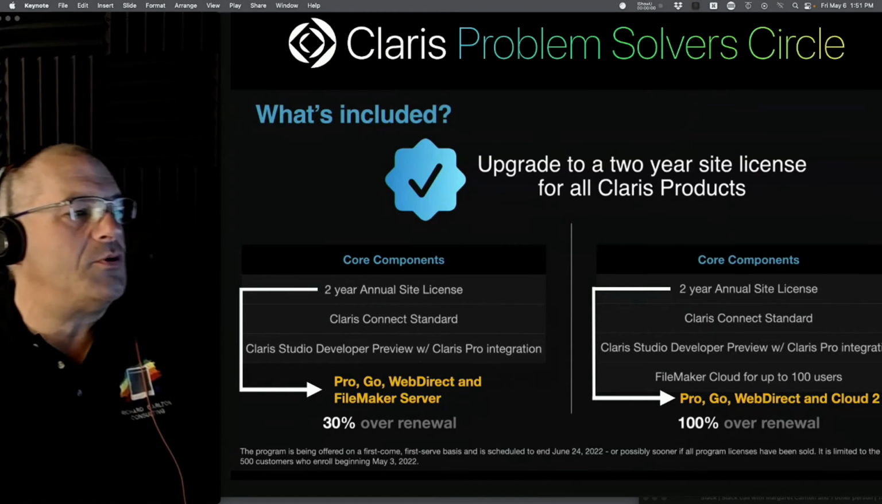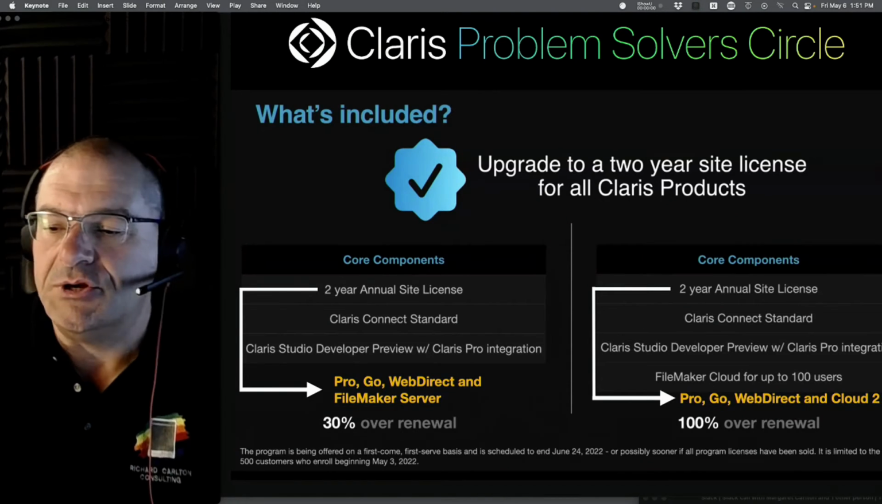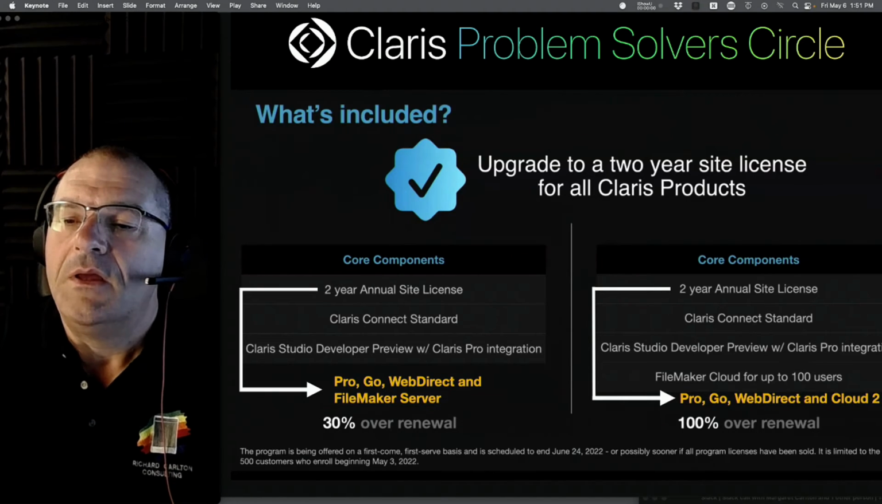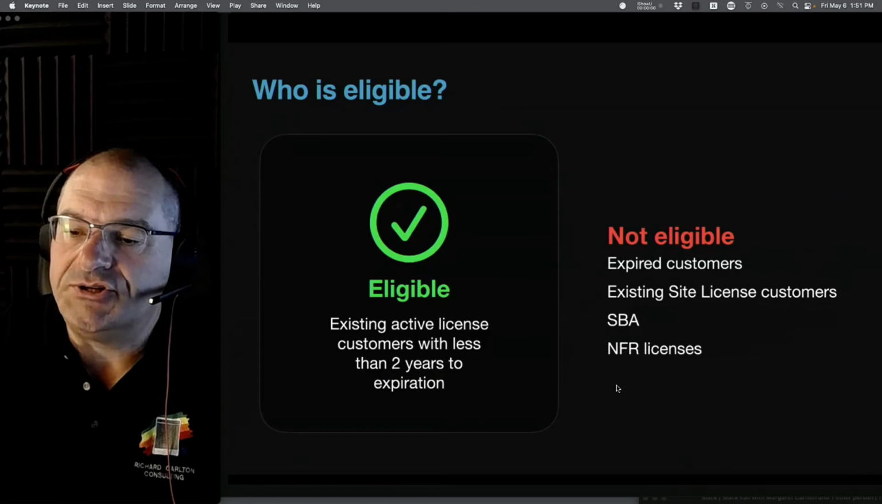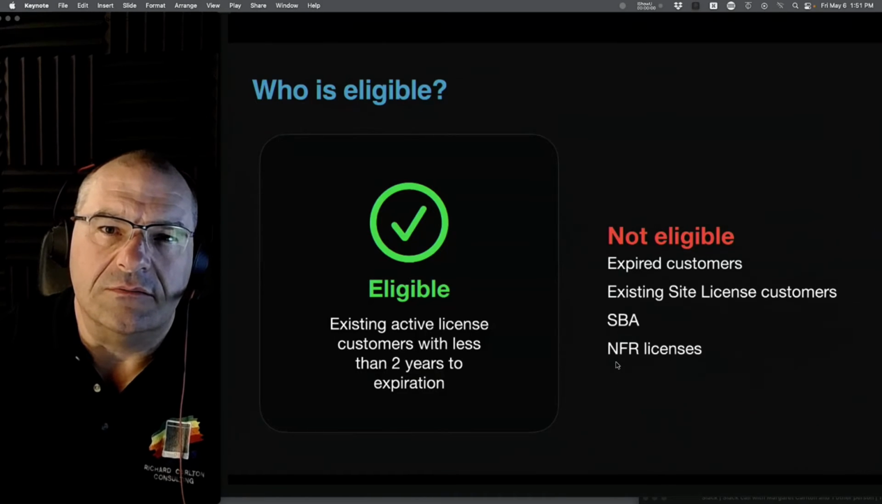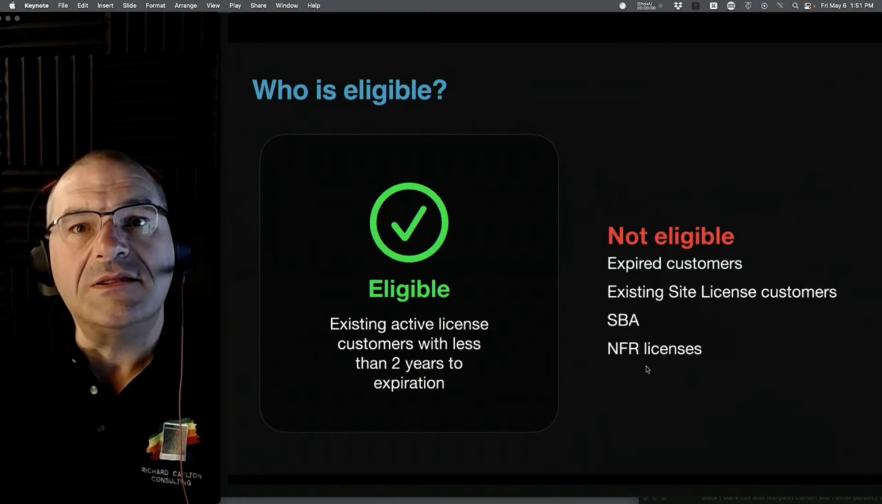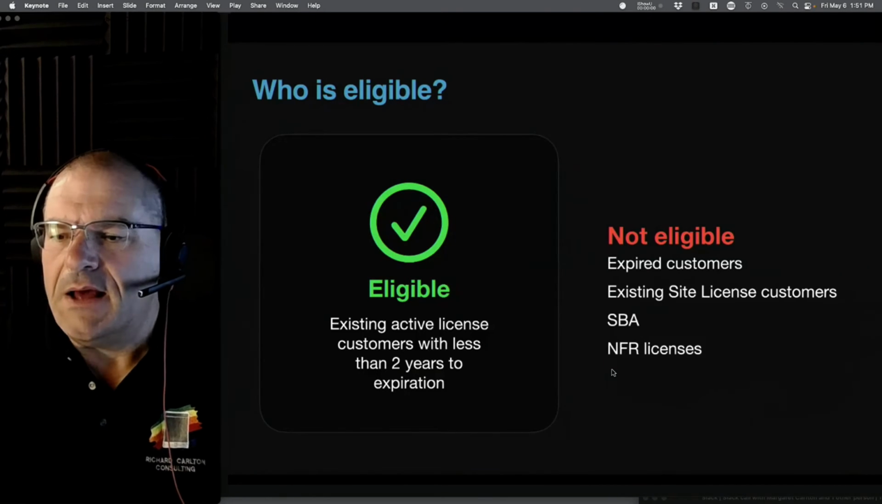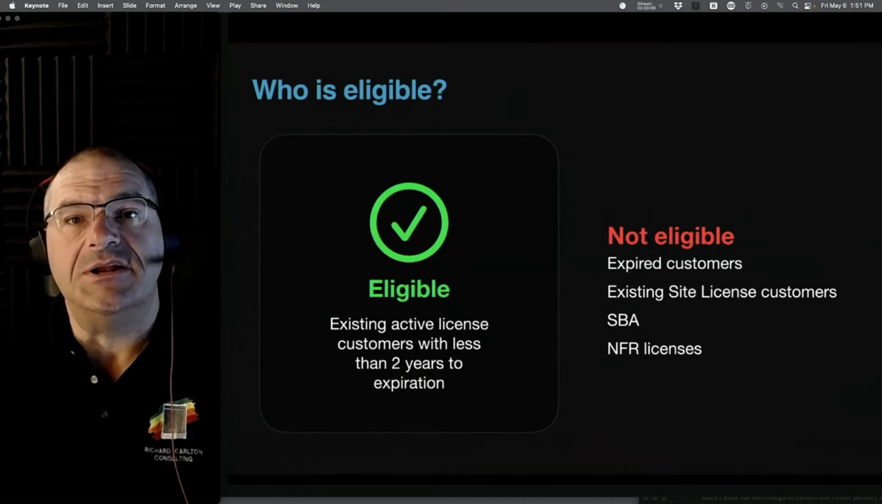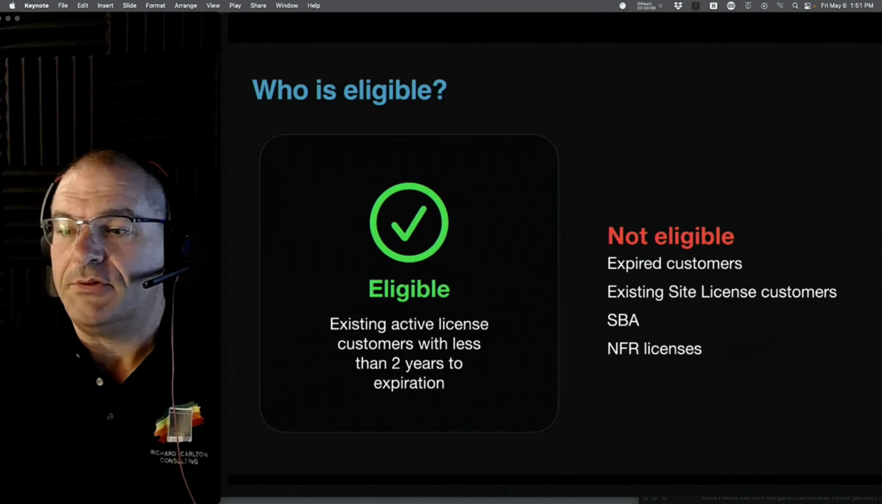Other question. Oh, there was a question about nonprofits. So this program is new. I don't really get the impression that they're trying to do nonprofit pricing and things like that on this. You could ask them, send an email to sales@claris.com, I guess, right? Would be a place to ask.